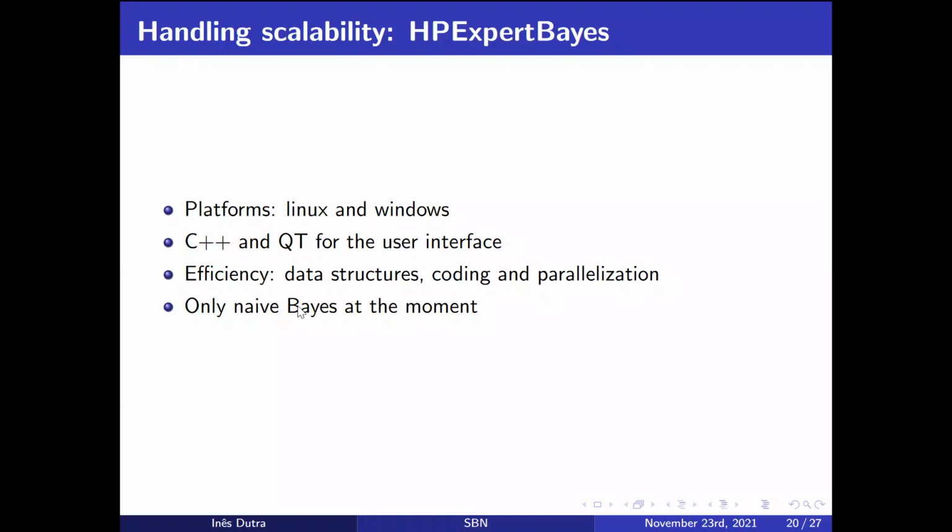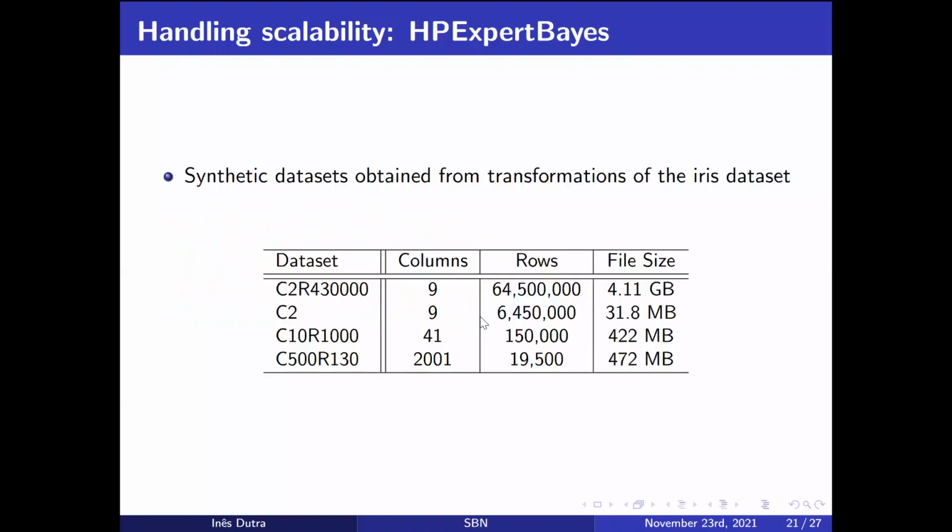For the moment, we only have naive Bayes fully implemented. He's been working on the implementation of the general model. For the naive Bayes implementation, he tested this C++ implementation with data sets that he created synthetically from the iris data sets, where he multiplied the number of columns and the number of rows, and he has the file size of this. And then we tested loading the data, learning the structure, learning the parameters, and calculating inference for the naive Bayes.